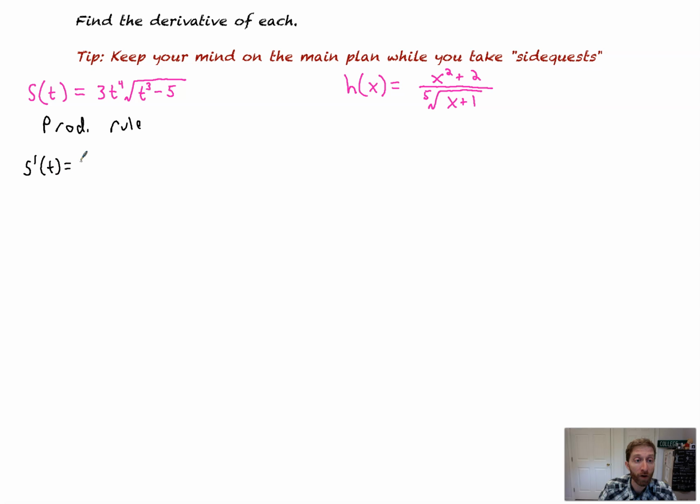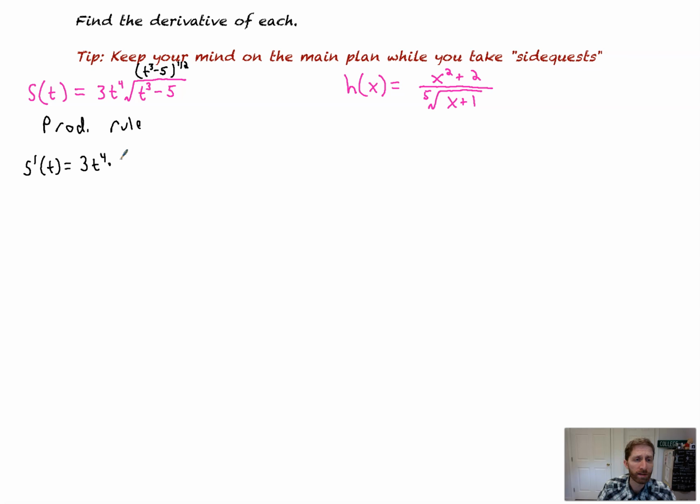So I've got the first function times the derivative of the second. Now that second function can be rewritten as t cubed minus 5 to the 1/2. Keep that in mind. So first d second. Now my brain focuses completely on d second and realizes that's the chain rule. So focus only on the derivative of this. Then we'll come back out of that and see where we are in terms of the whole product rule plan.